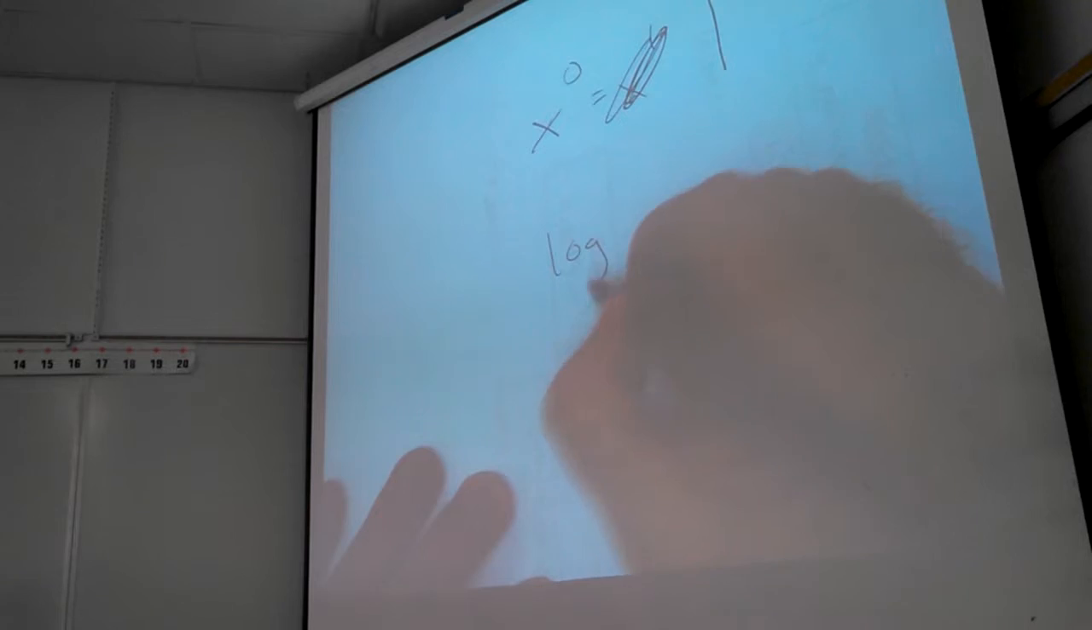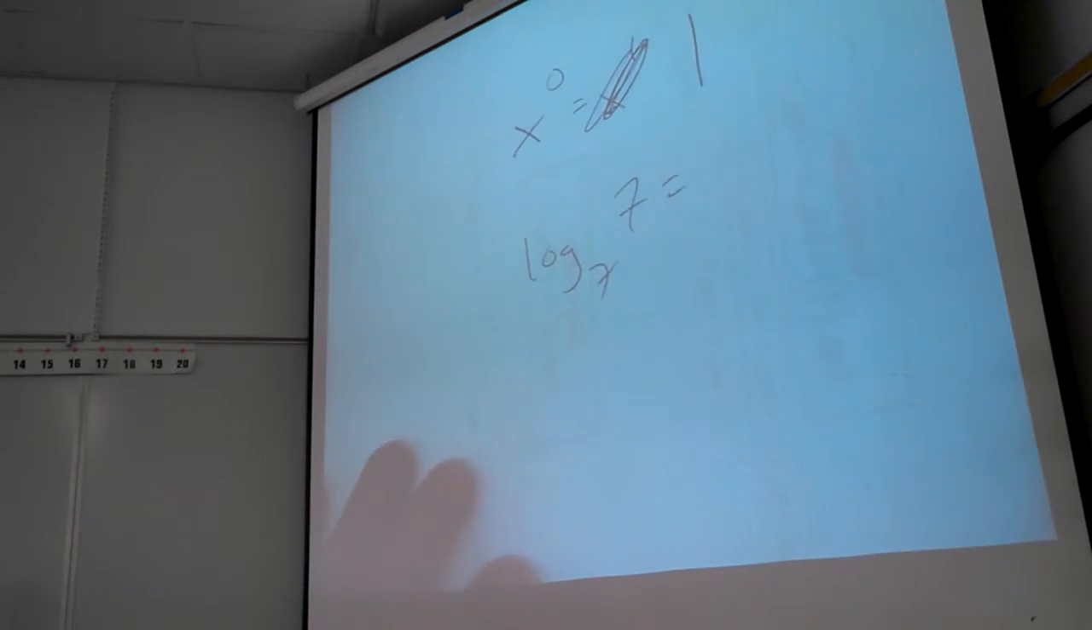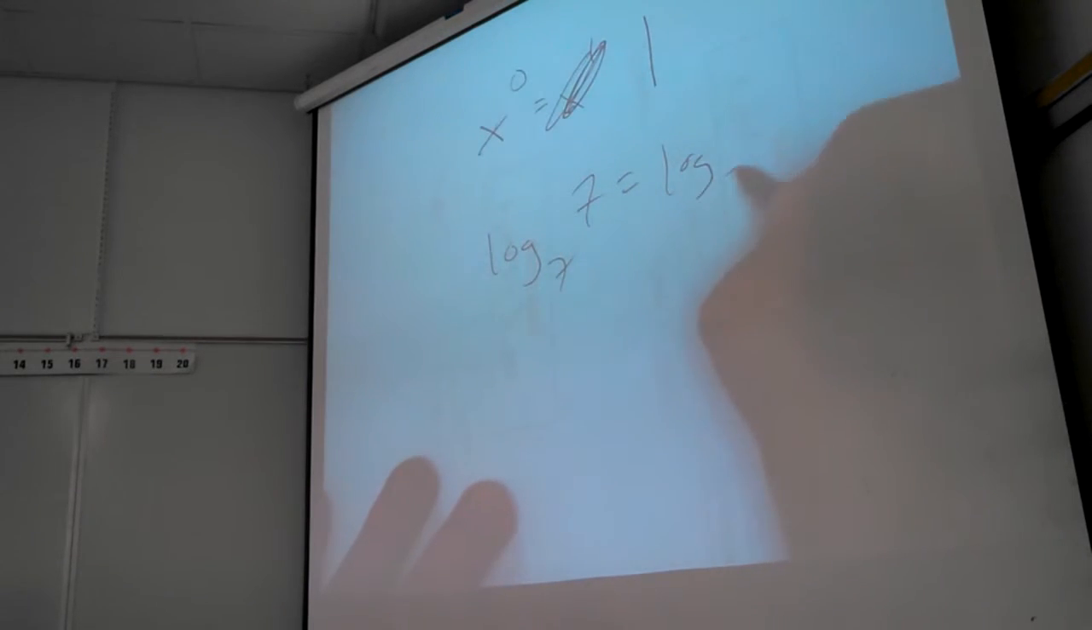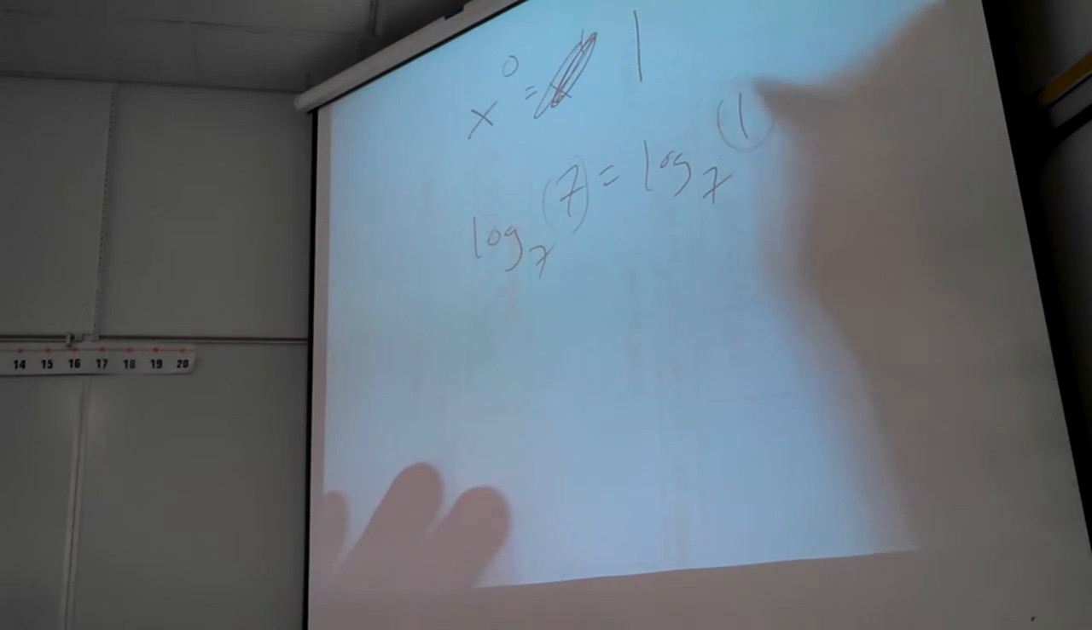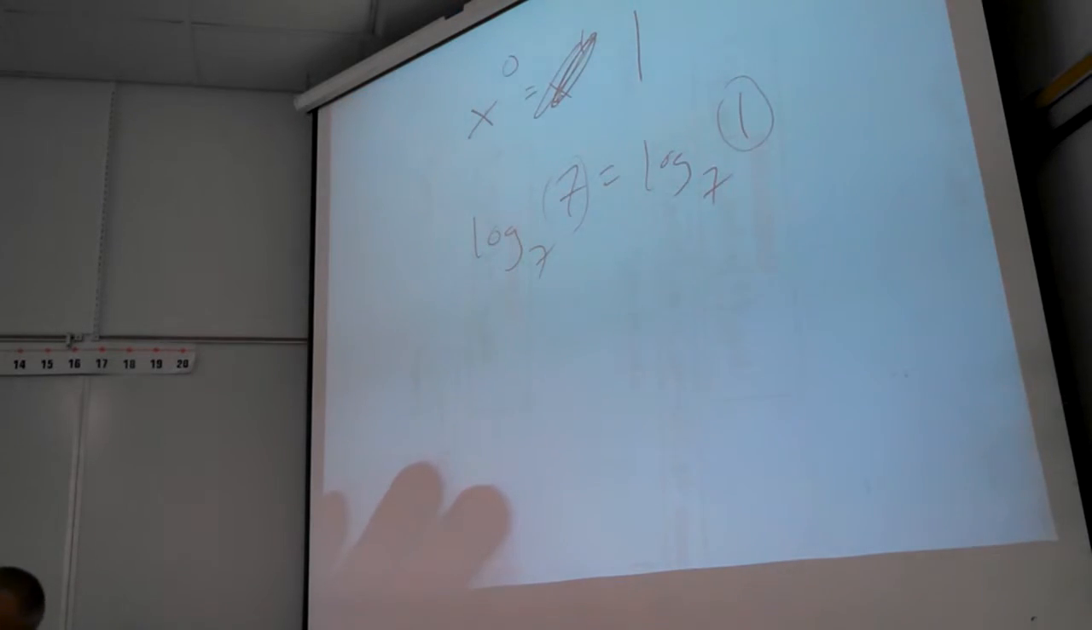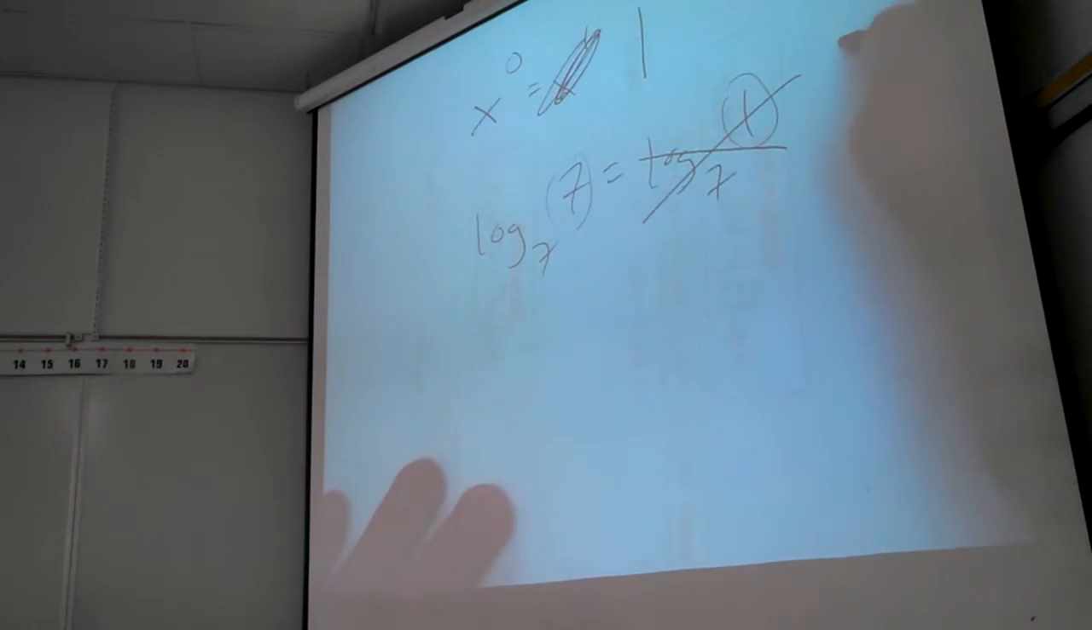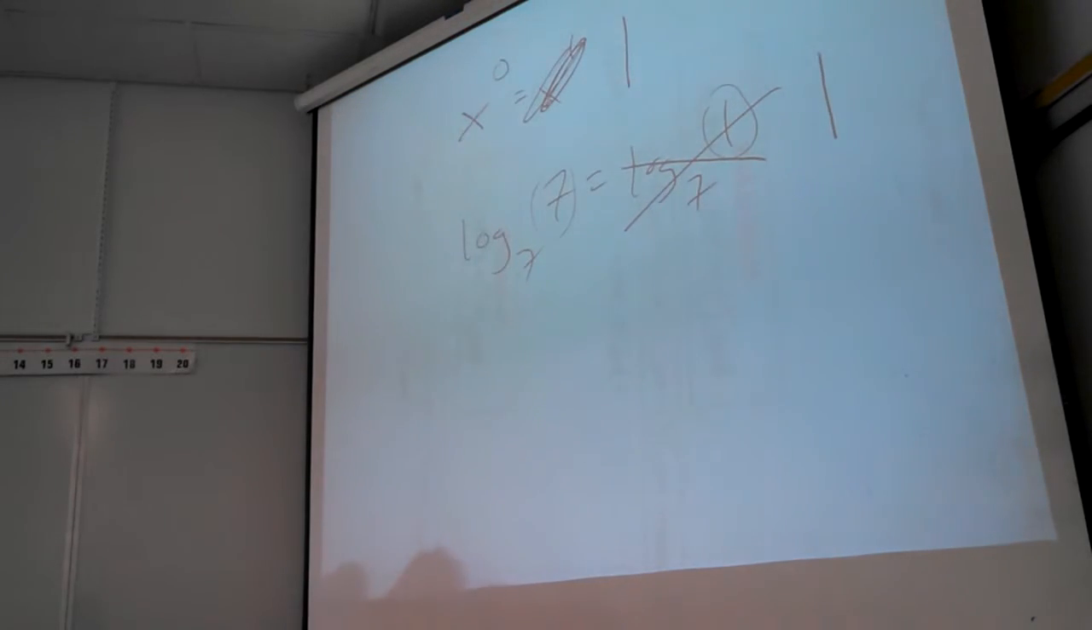X to the 0 is 1. So what is log base 7 of 7? 1. If you wrote this, what are you effectively saying? You're effectively saying that 7 equals 1. Log base 7 of 7 is 1. You guys with me? So you don't replace part of it with 1. It is 1. So you just put a 1 wherever you see that.